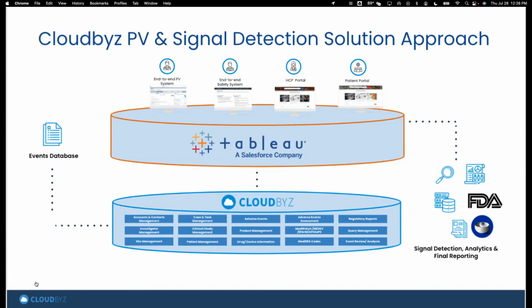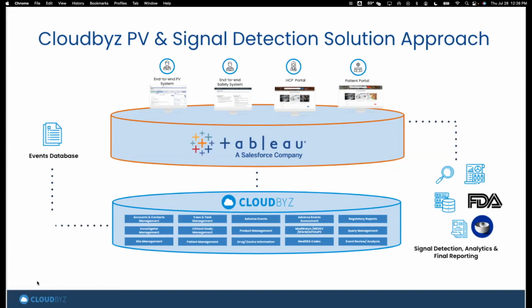Because we're leveraging Salesforce, you have best-in-class security and granular permissions to make sure that your users are accessing the proper data. On top of that, folks, we can layer Tableau. As we know, Tableau is now a Salesforce company. We can layer in a Tableau statistical analysis feature that grabs all this data that already exists on our platform and is then able to run signal detection, analytics, and do your final reporting out to the FDA, perhaps the EMA if you're doing global studies, or really any third-party regulatory system.